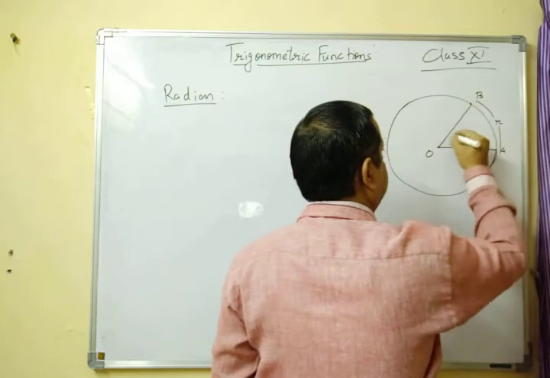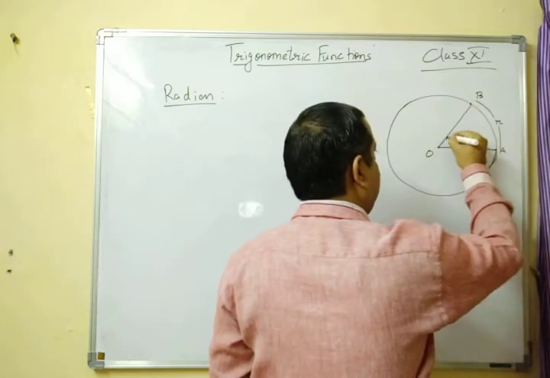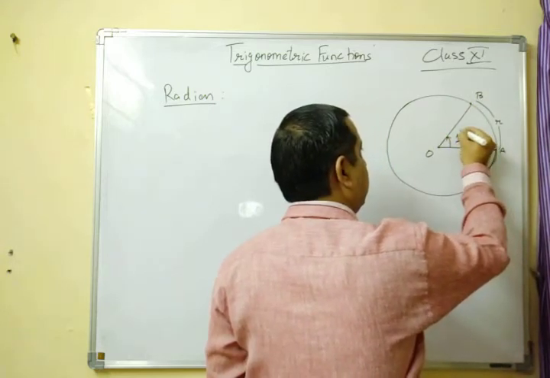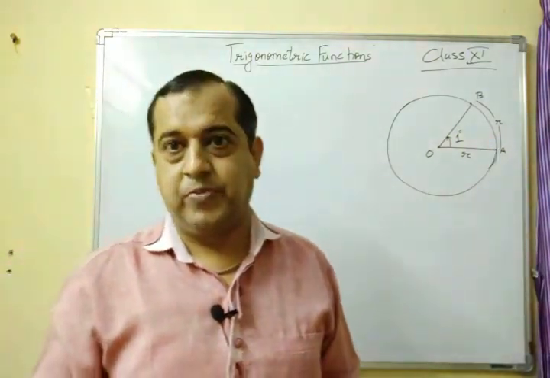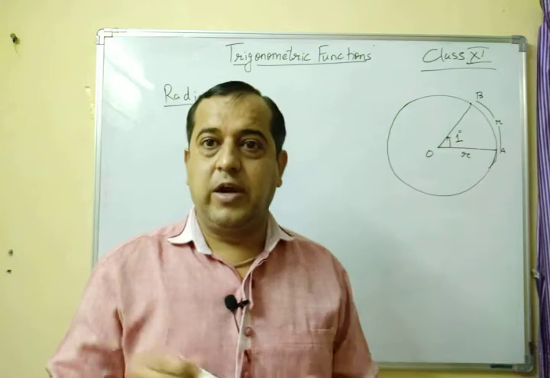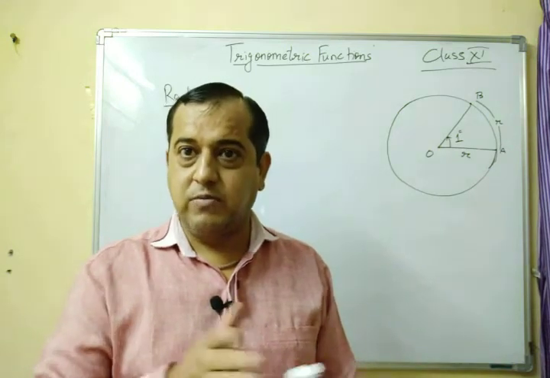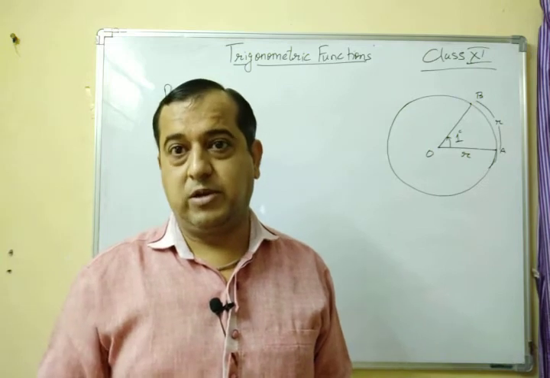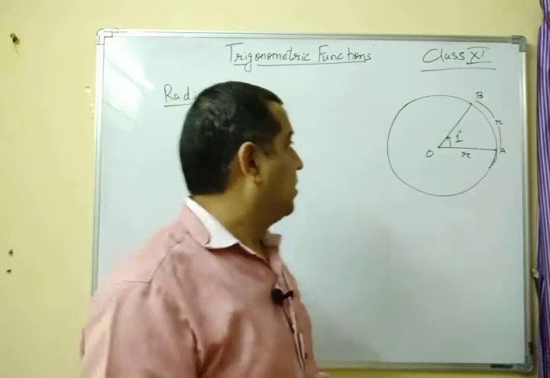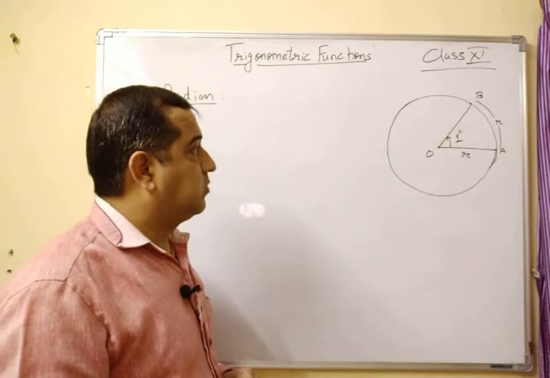Join this, then here the angle formed is called 1 radian. It is denoted as 1 to the power c. C is given because radian is one of the measurements of angle, and it comes into circular measurements. That's why. Now see, what is 1 radian?